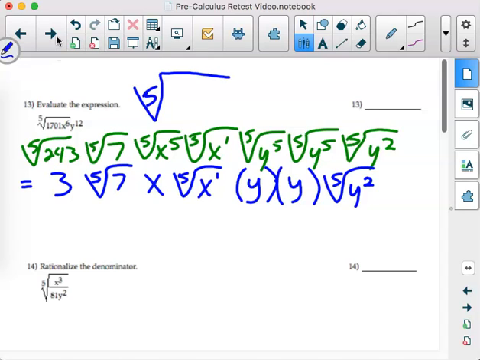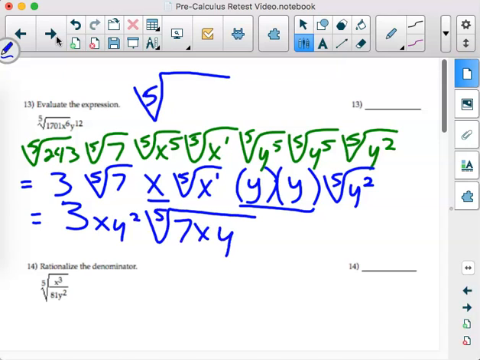So now, let me pull the good stuff together. I have a 3 and an x, and I have a y squared. And then under the ugly radical symbol, I have a 7 and an x and a y squared. And then I ask myself if I need to bother with absolute value bars. And this is an odd index, so no, don't have to worry about it.